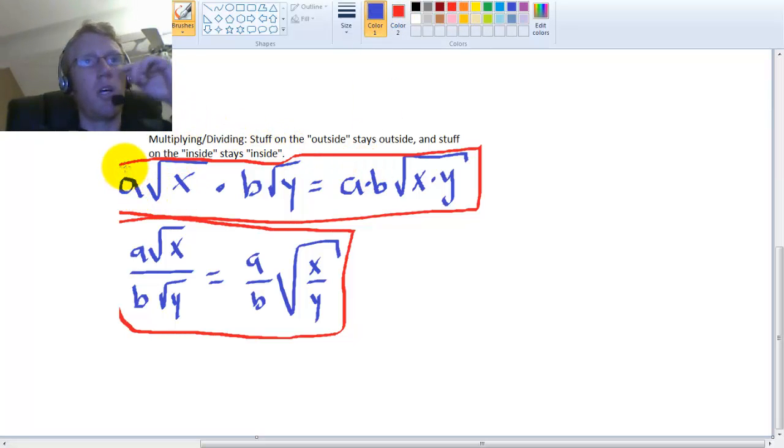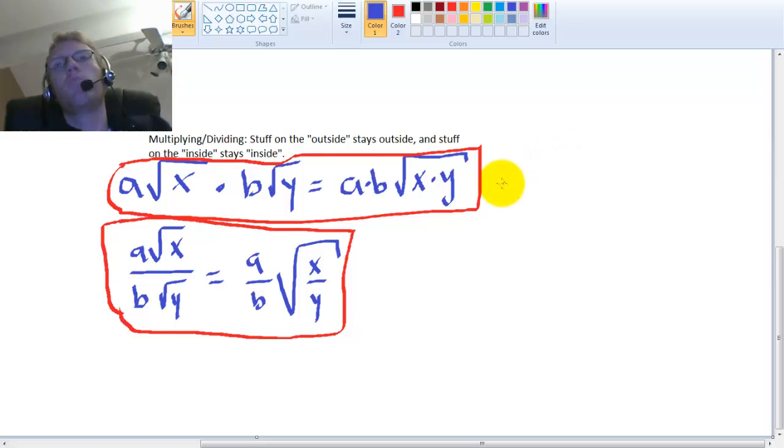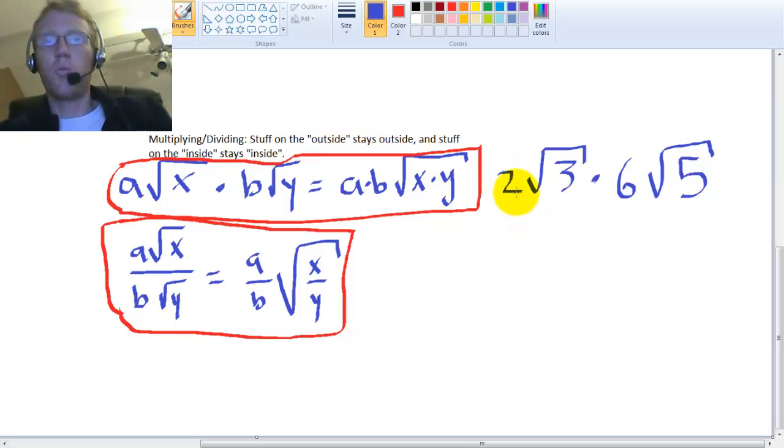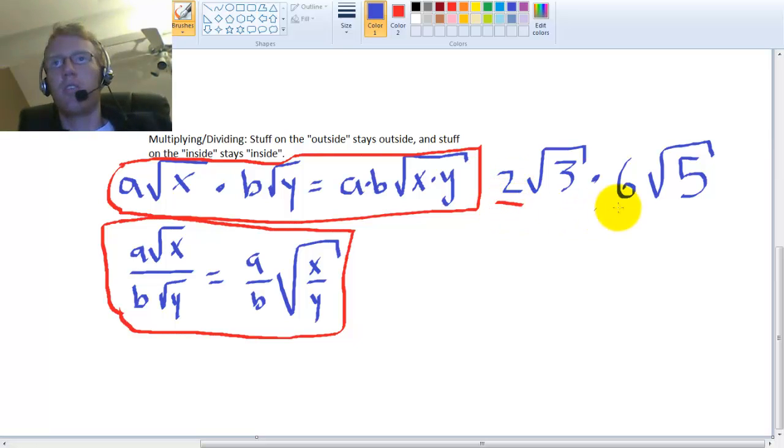Suppose that you've got a product of two things that have square roots. So a root x times b root y. This could be something like 2 root 3 times 6 root 4. Except the root 4 is just 2, so let's do 6 root 5. Okay. Stuff on the outside stays on the outside. When I say outside, I mean not under the square root symbol. So this 2 is on the outside, and this 6 is on the outside, and I'm multiplying them together.